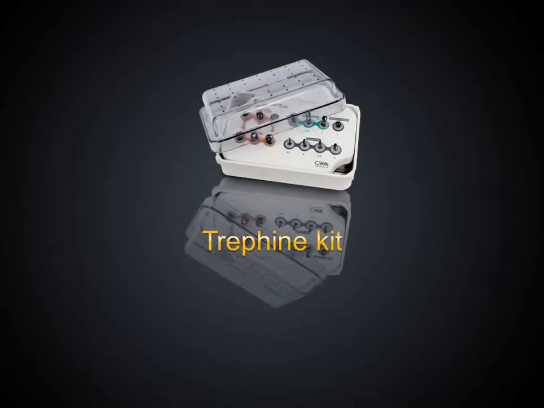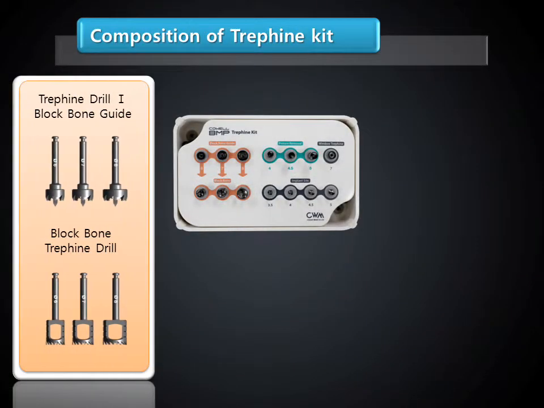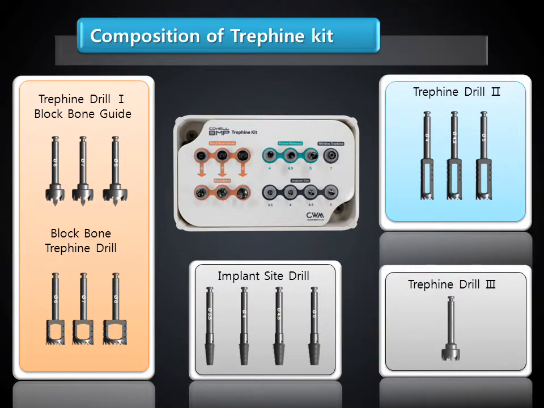BMP Trephine Kit is used for the autogenous bone uptake in combination with coil BMP. BMP Trephine Kit is composed of the Trephine Drill 1, Trephine Drill 2, Trephine Drill 3, and implant site drills.